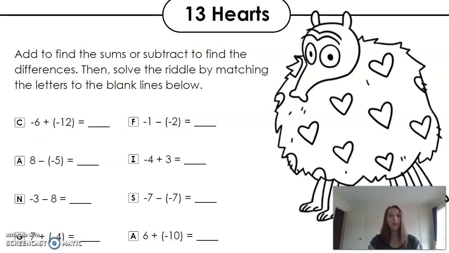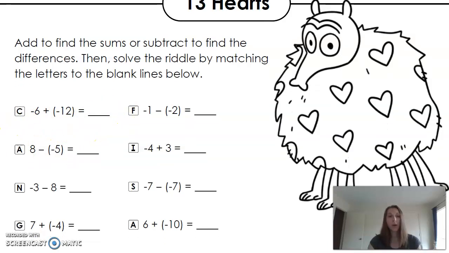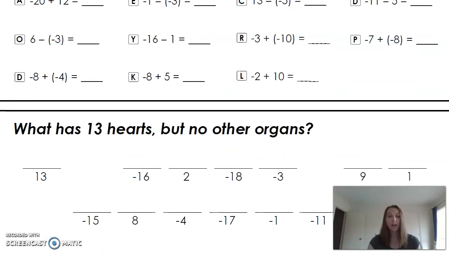Okay, we're going to take a few minutes to look at this math riddle, the 13 hearts. So our directions read, add to find the sums or subtract to find the differences. Then solve the riddle by matching the letters to the blank lines below. Okay, so you can see that you are going to complete the equation and then take whatever this answer is and put it where it belongs at the bottom.